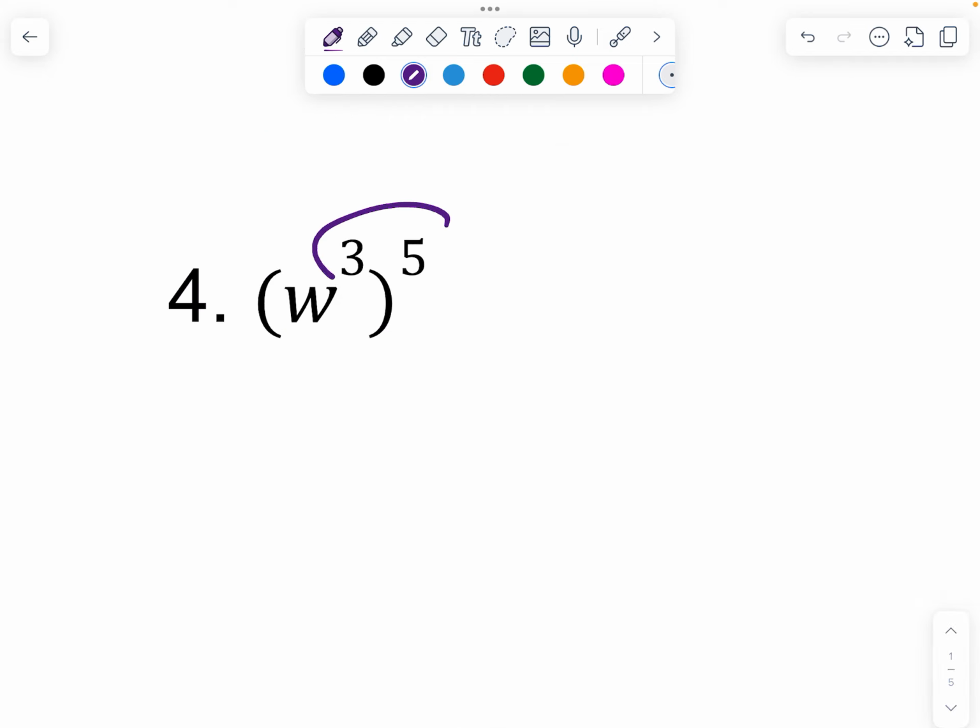This one, this is a power raised to a power, so I multiply my exponents, so I get w to the 15th.